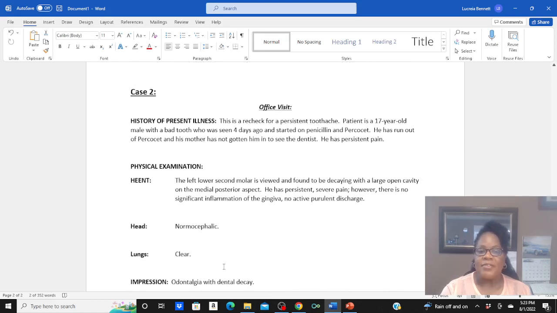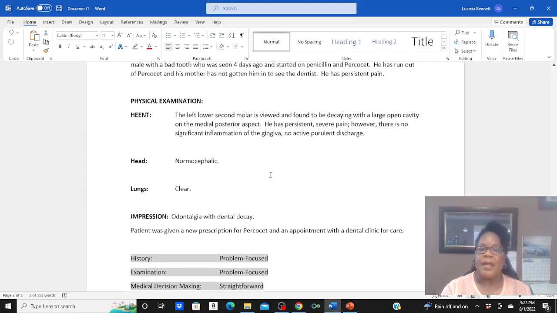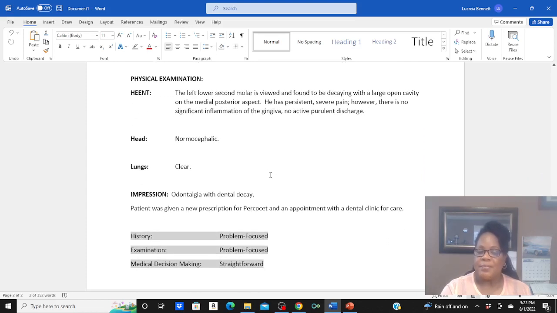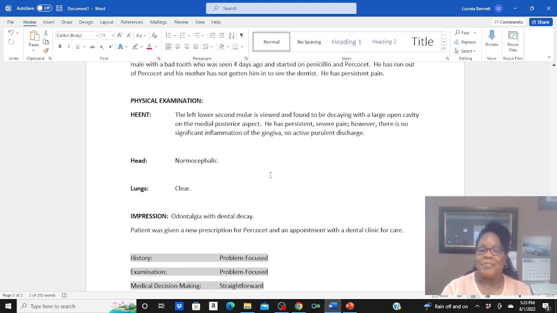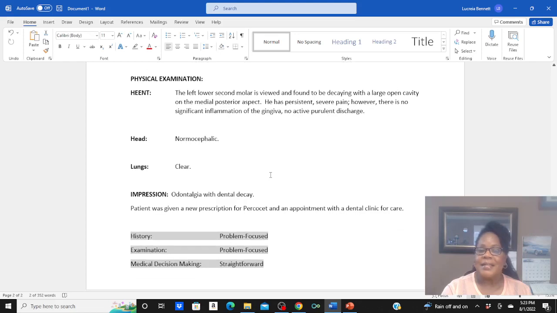for this office visit. Case number two, I'm looking for the ICD-10 for the office visit diagnoses. And then I'm looking for the CPT for the E/M visit. Okay, guys?